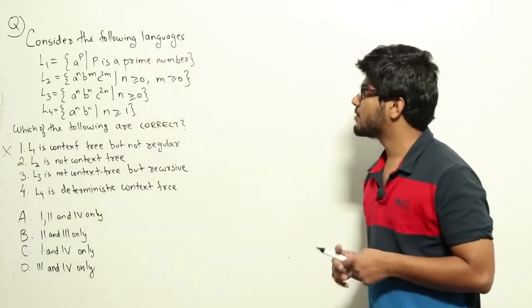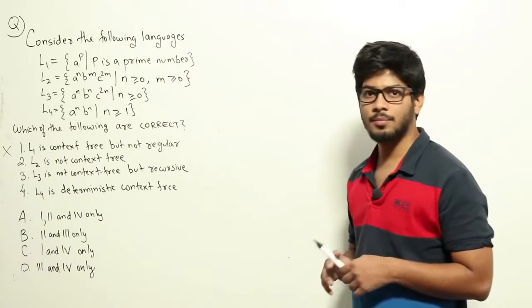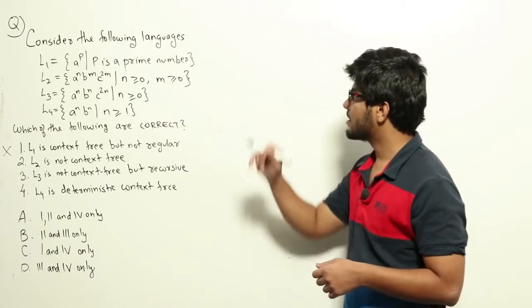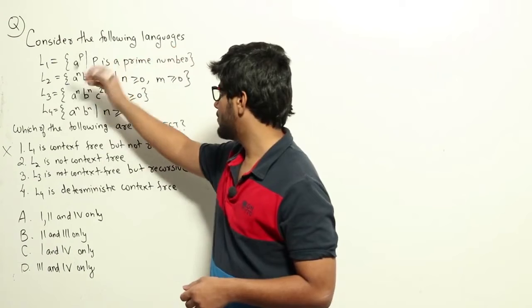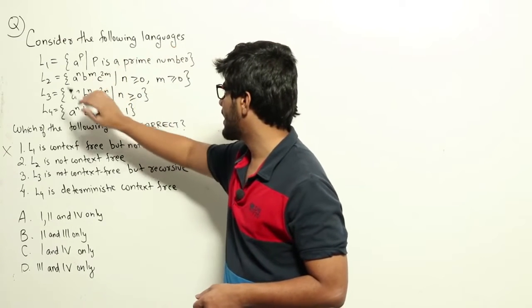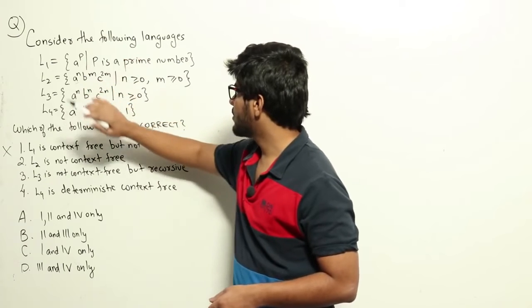Now let's look at language 2, a power n, b power m, c power 2m such that n greater than or equal to 0, m greater than or equal to 0. Now this is a context free language. We just keep on adding to the stack, or even we don't need to do that. We are not comparing a with anything, so we'll just ignore all the a's.